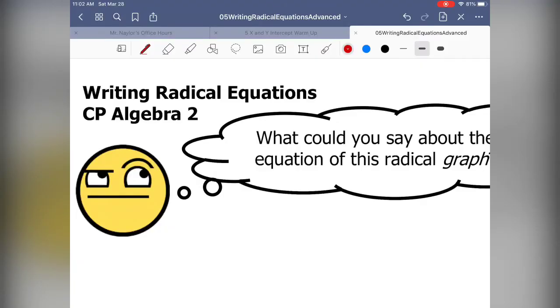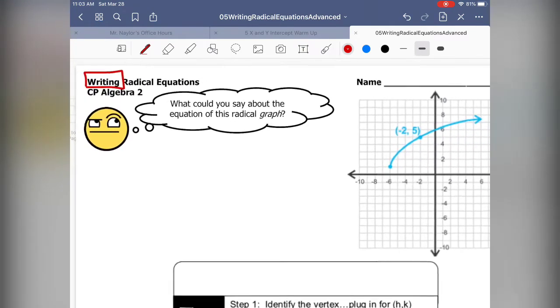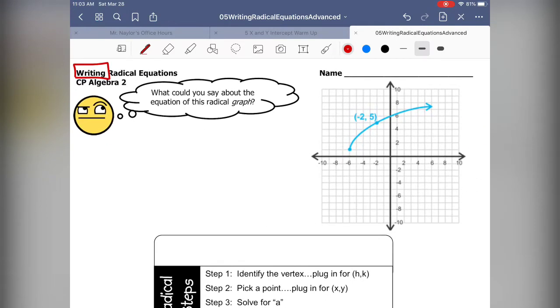Let's talk about writing radical equations. Now, typically when we talk about writing any equation, it's like we're going backwards. It's from start to finish with the steps that we've been learning, and it's really no different here with radical equations. In fact, I think you'll find that it really uses all the same ideas.